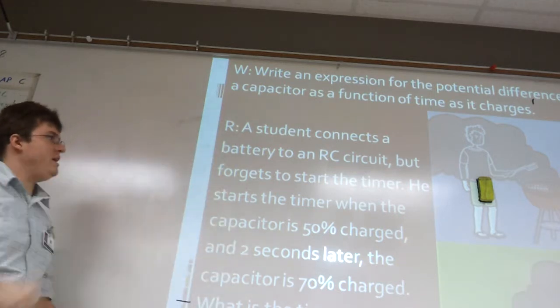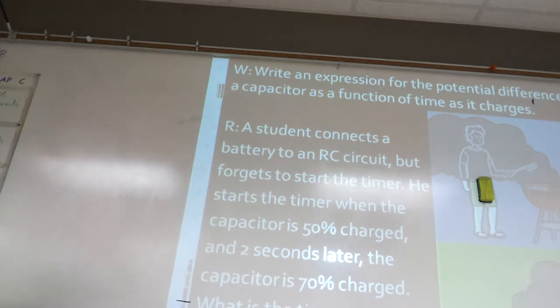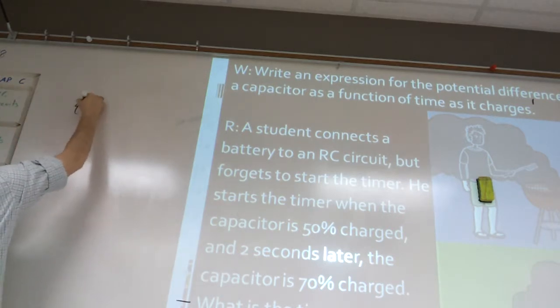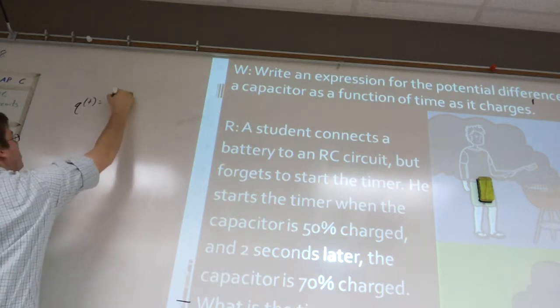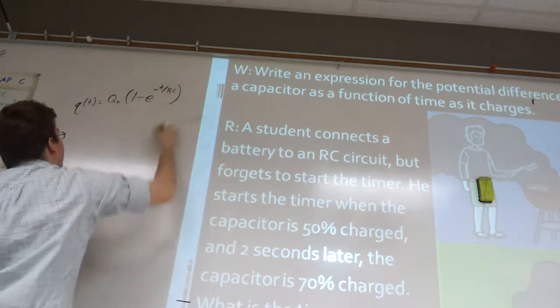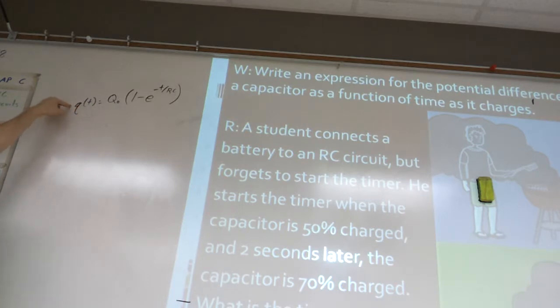A student connects a battery to an RC circuit but forgets to start the timer. For shame. He starts the timer when the capacitor is 50% charged. 2 seconds later, the capacitor is 70% charged. What is the time constant of the circuit? So basically what I'm going to do is this. Q as a function of time equals Q naught times 1 minus e to the negative t over RC. If I divide both sides by Q naught, what I get is Q of t over Q naught, which ends up being the percentage charge. I know the percentage charge.